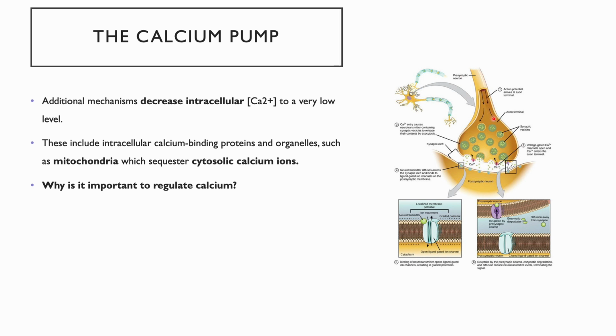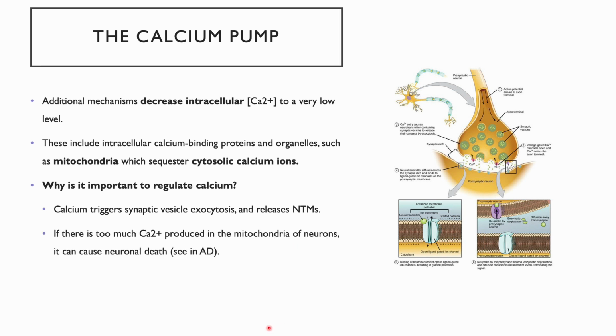At the end of the synapse, at the axon terminal here, calcium allows these synaptic vesicles filled with neurotransmitters to more easily get to the synapse. Thus, calcium triggers this synaptic vesicle exocytosis and helps to release neurotransmitters. If there's too much calcium that's present or produced in the mitochondria, it can lead to neuronal cell death such as in Alzheimer's disease. Calcium accumulation can also occur following concussion.